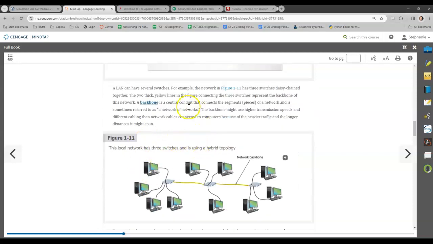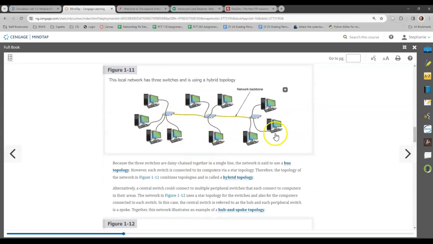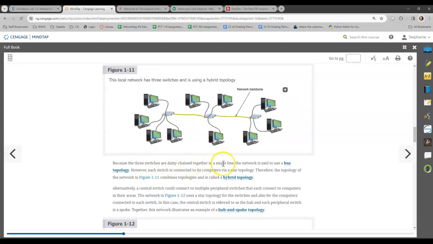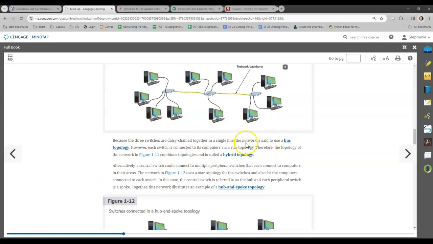The other thing is if you have a more complicated network, you might have multiple switches, and they might be daisy-chained. I call it daisy-chained, but it's really the network backbone. So we've got these three switches, and then they're connected with the network backbone. I said background earlier, but it's the backbone here. And this is the local network. We have our three switches, and they're daisy-chained together in a single line and use the bus topology. So it's a hybrid topology. We've got a bus topology, but we also have star.